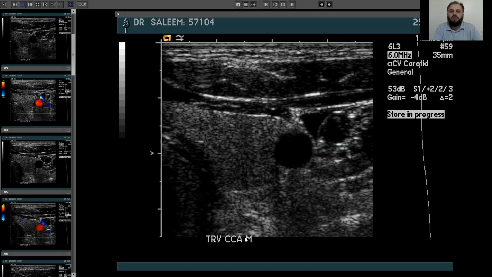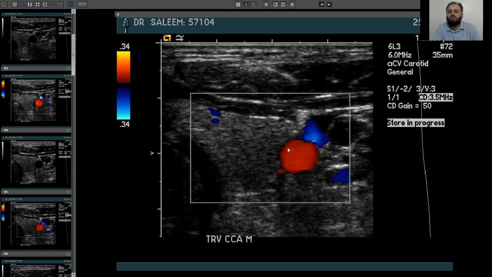So let's put color also. If we look here, it's also anechoic, clean, clear. We don't see any problem. But again, we have to put color on to see this filled completely with the color.